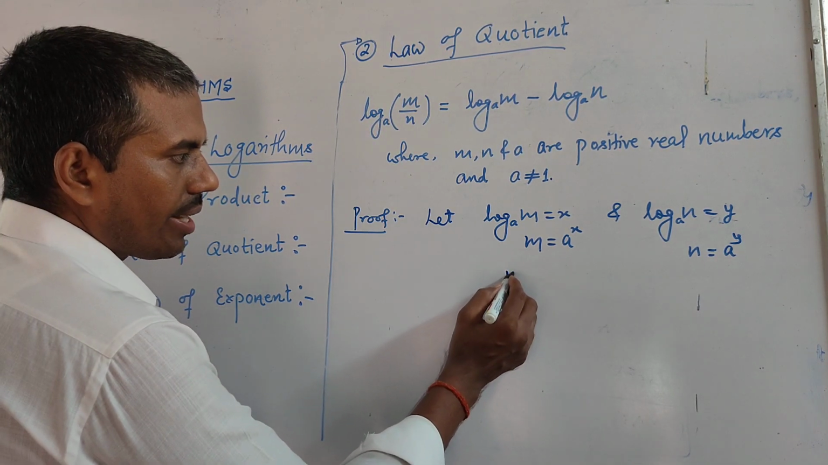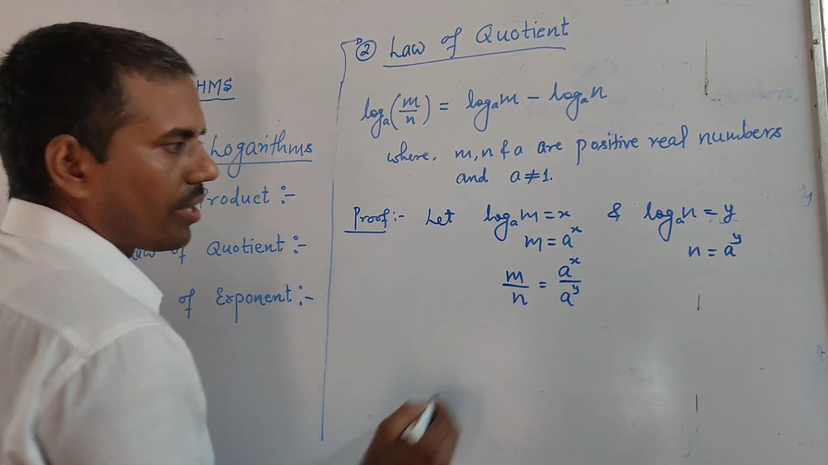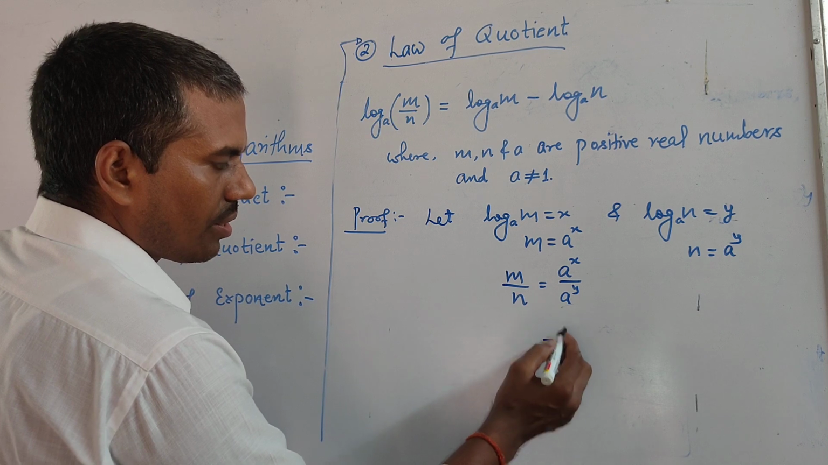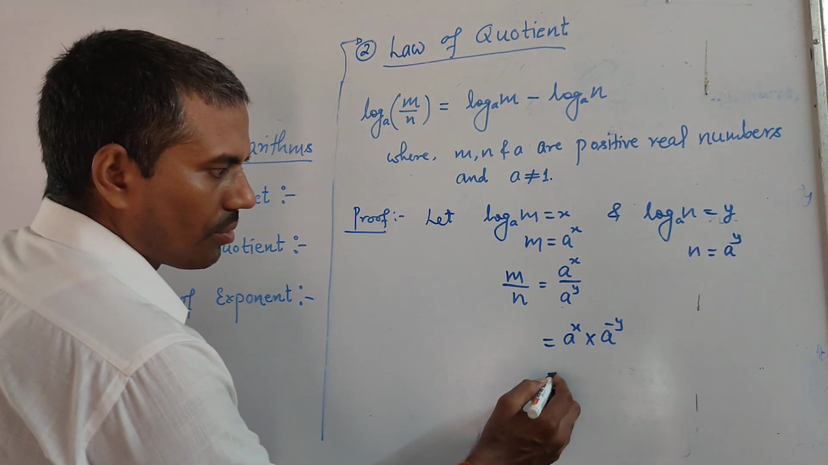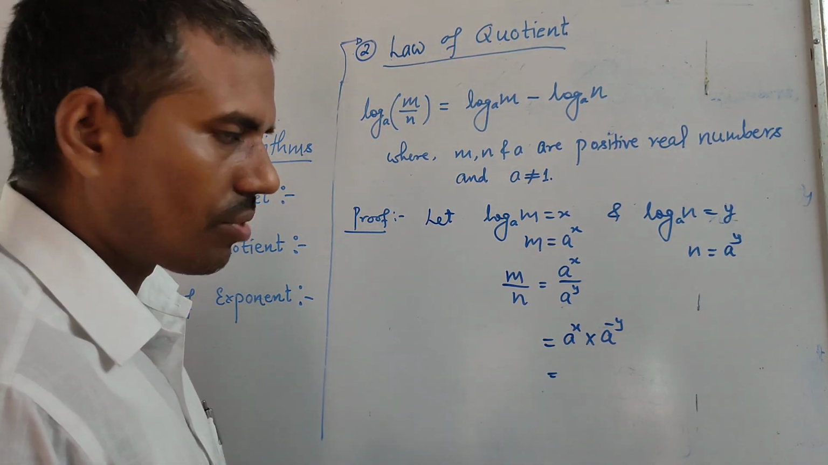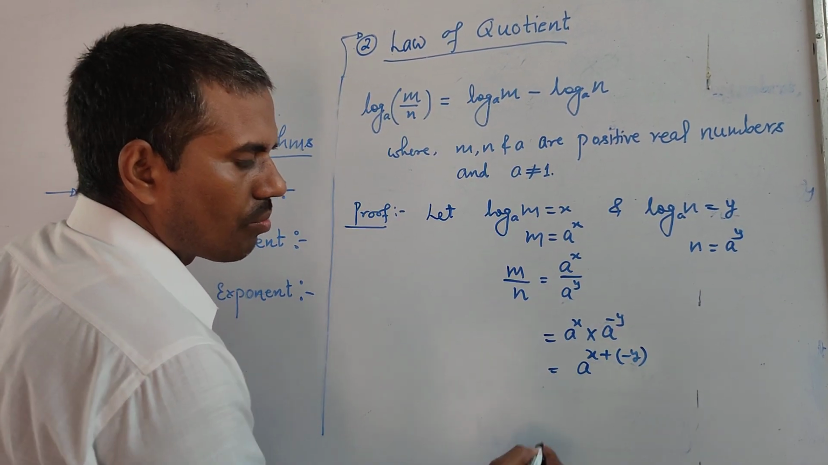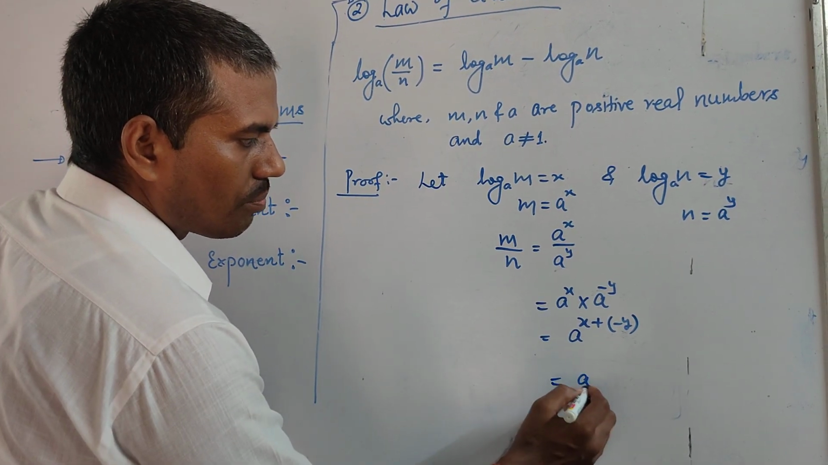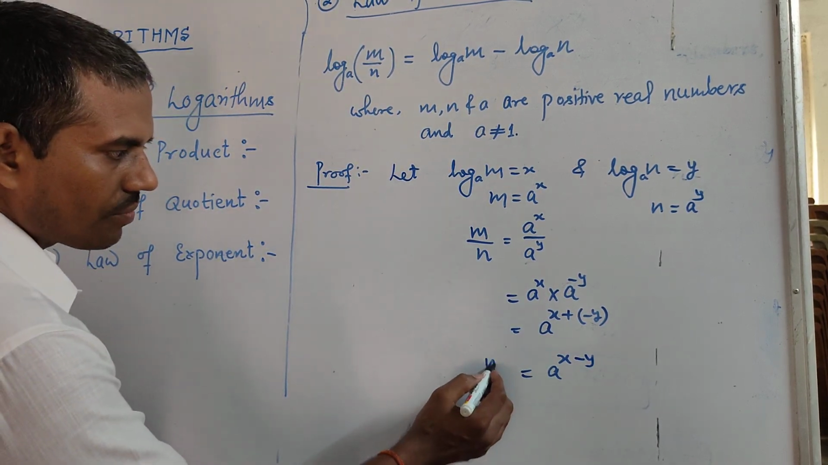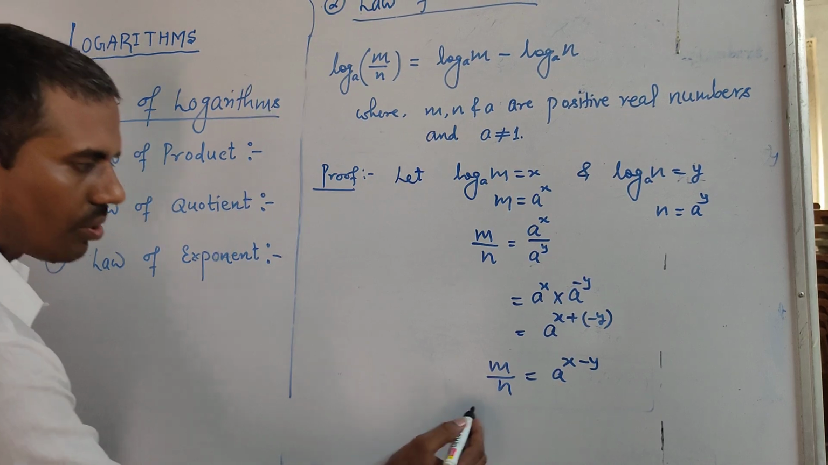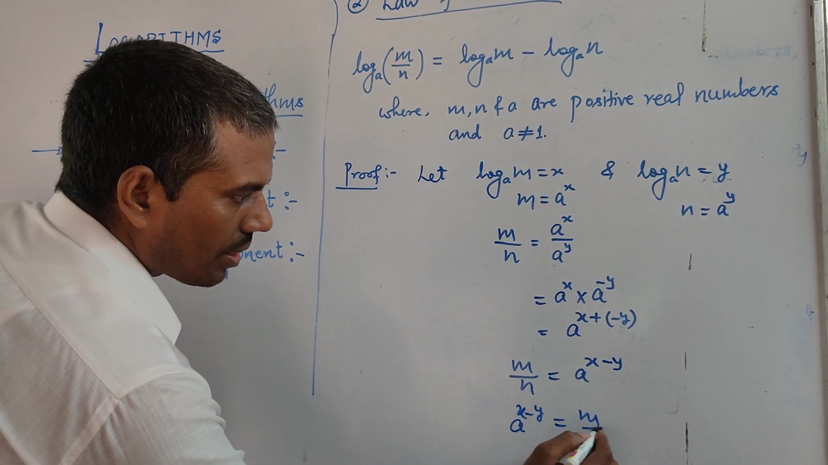If I divide m by n, we get a to the power x upon a to the power y, and we write it as a to the power x into a to the power minus y. So from the property of indices, we get a to the power x plus minus y, which is a to the power x minus y, and on the left hand side we have m by n. So rewrite as a to the power x minus y is equal to m by n.